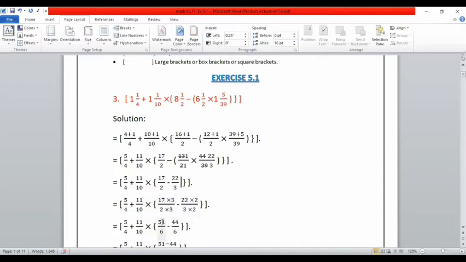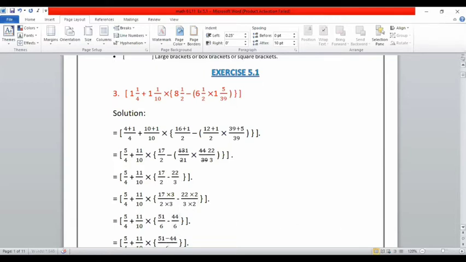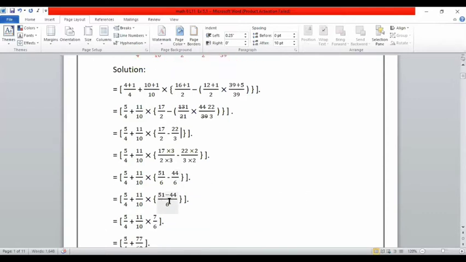17 times 3 is 51, 2 times 3 is 6. Here 22 times 2 is 44, and here 3 times 2 will become 6. Now LCM is 6. In the second step, I write this LCM 6 and directly do 51 minus 44, and the result will be 7 over 6. When we have obtained 7 over 6, this curly bracket will be removed.